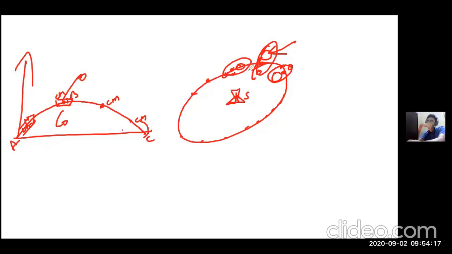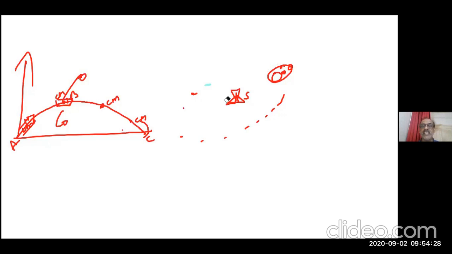Yes, sir. Right now. If there is no external force acting on the center of mass, its linear momentum remains constant.